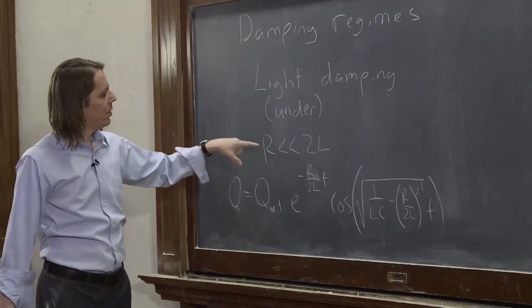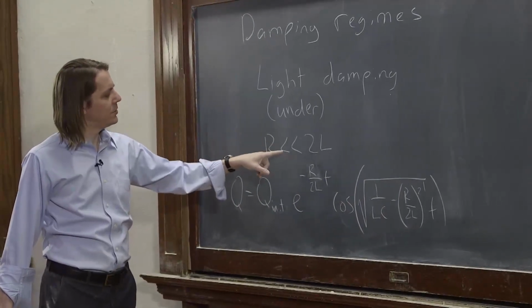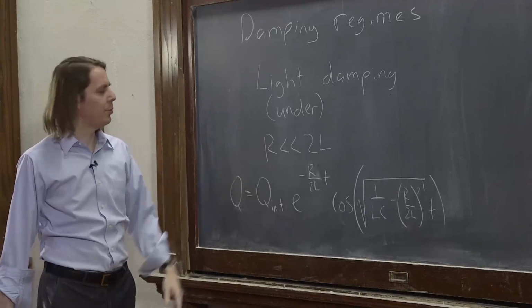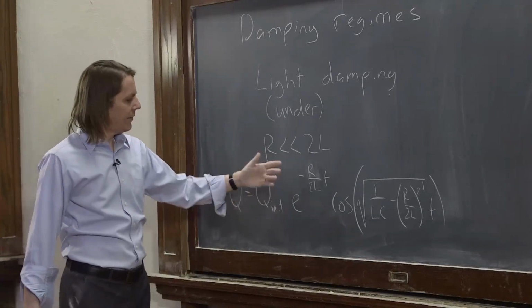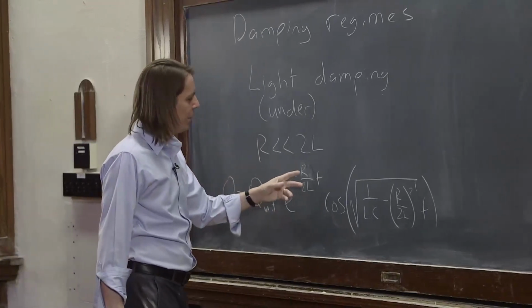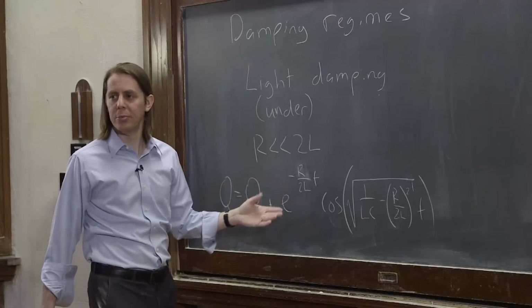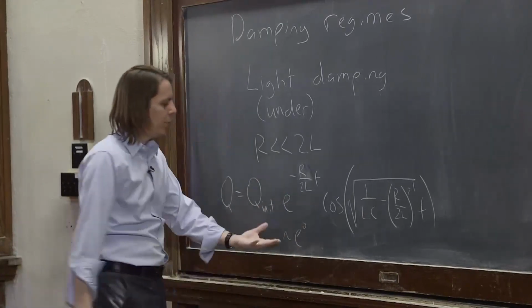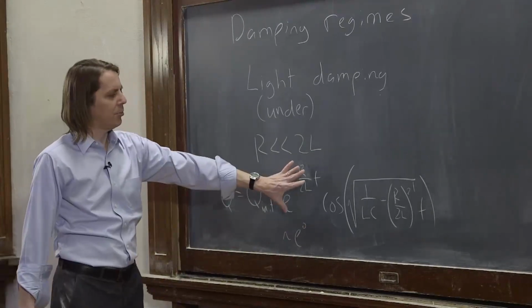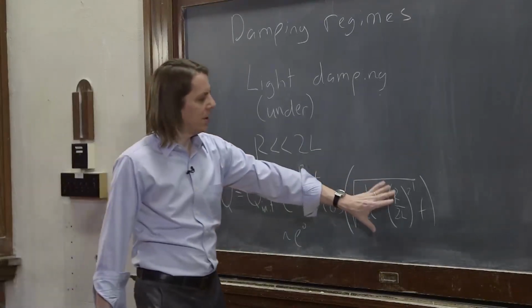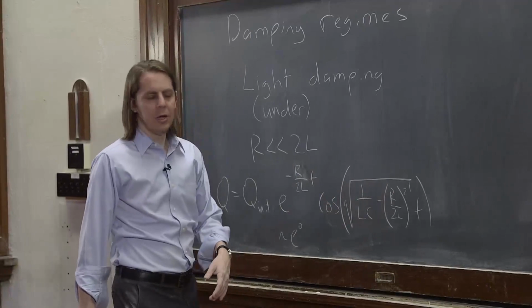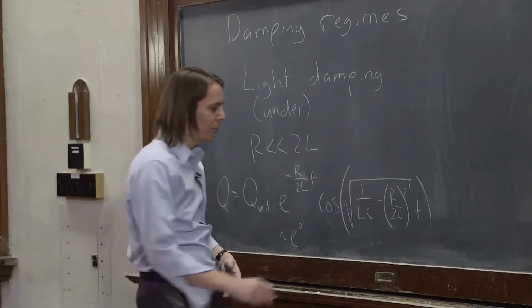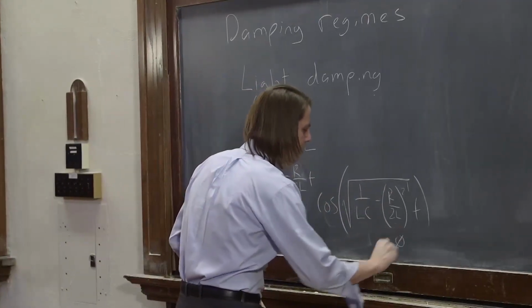So in underdamping, R is much smaller than 2L. If that's the case, this is a very small number. This is like 0. So basically, this is approximately e to the 0, which is 1. So it doesn't damp. And here, again, R over 2L is a small number. If you square it, it's a really small number. So this is approximately 0.